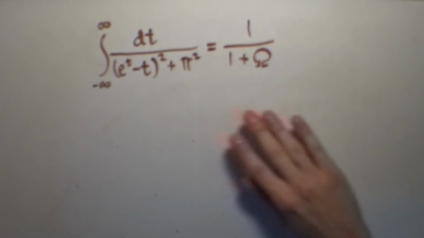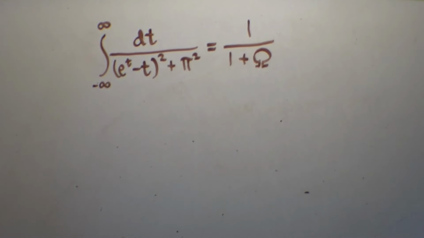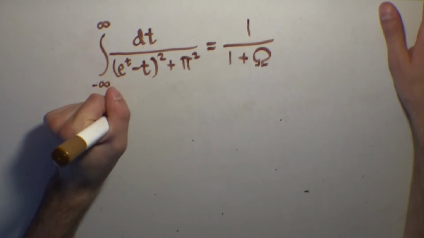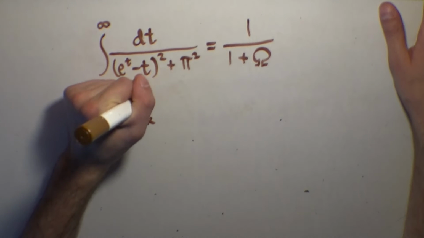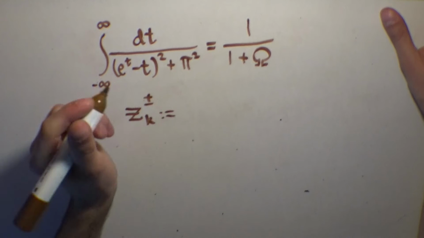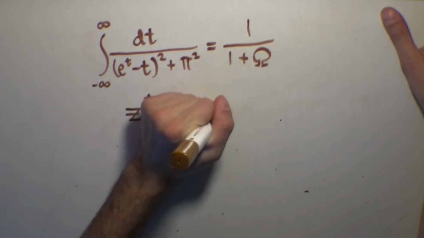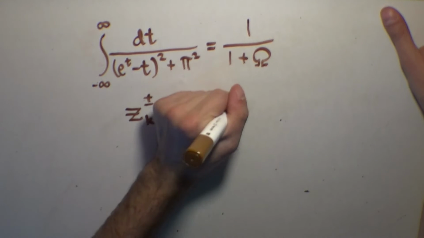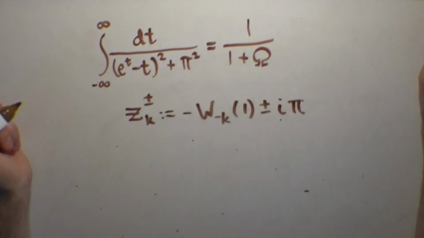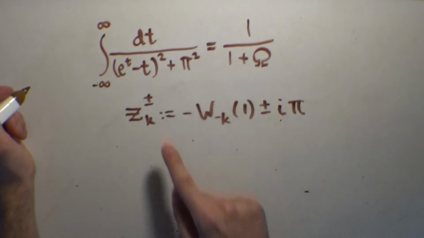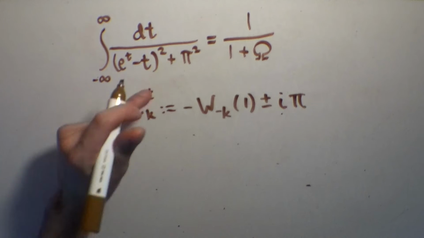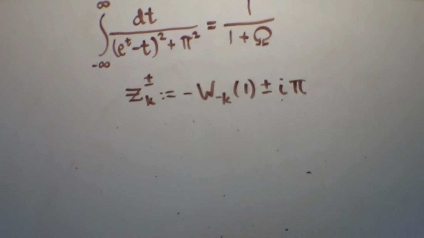But why should you believe me? I mean, you can plug it in and see that it is in fact true, but why should you believe me? So let's actually calculate the residues, right? So we had all of those z_k plus or minuses. How were they defined? They were negative W of negative k at 1 plus or minus i times pi, right? So you pick plus or minus and you pick a k, and that's the pole of the function that's within the semicircle contour.